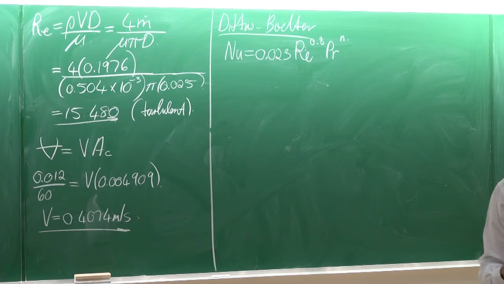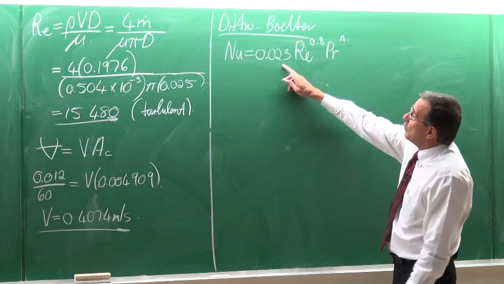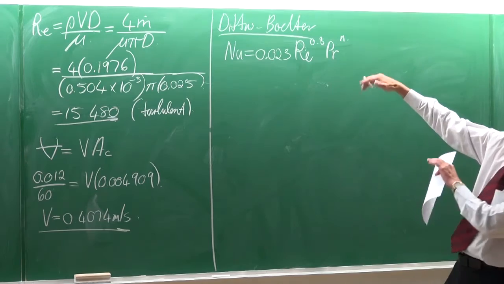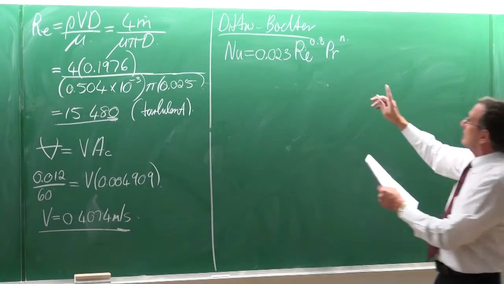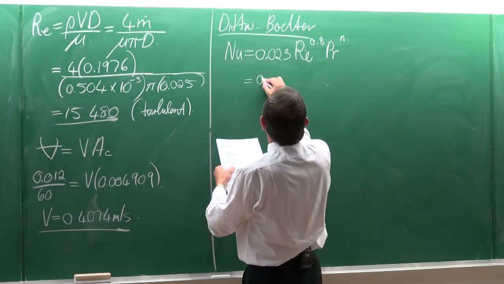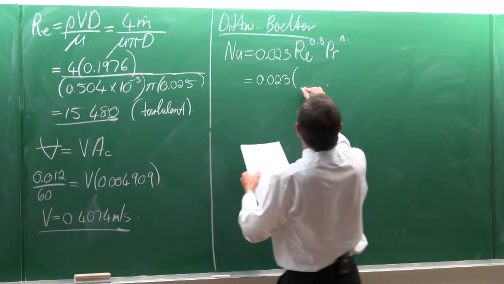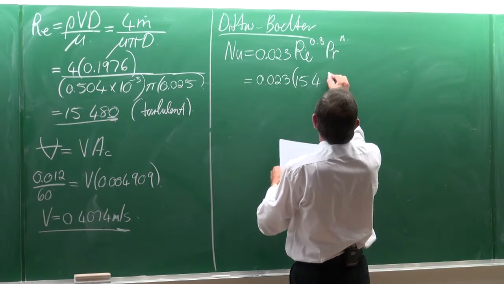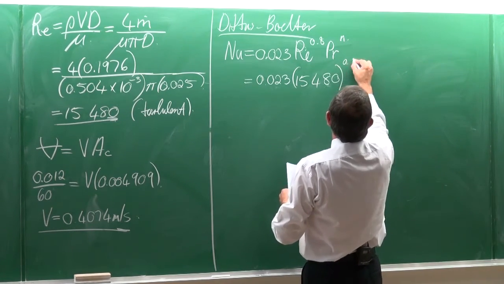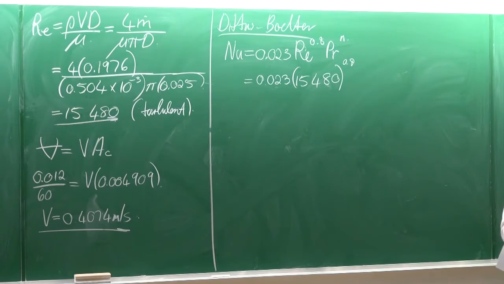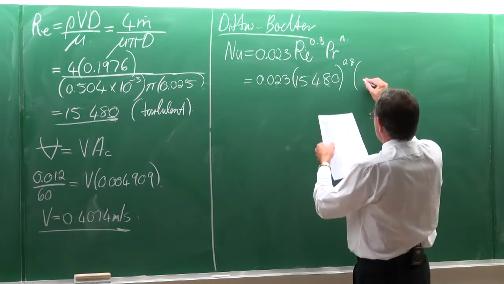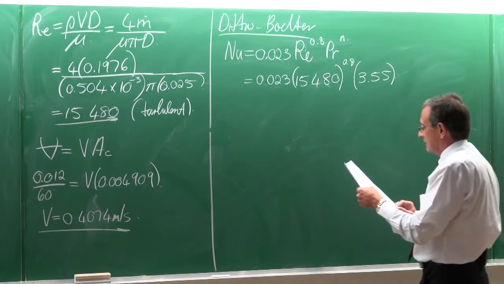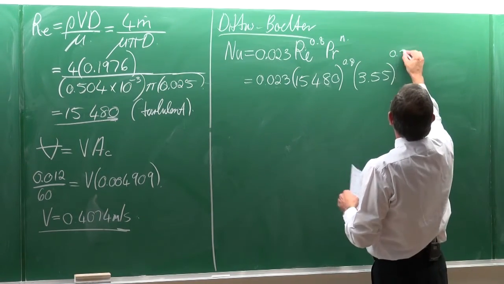Oh, 0.023, okay, right. So 0.023 multiplied by the Reynolds and the Prandtl. Suddenly it just looks strange to me when I had to write it. So it is equal to 0.023 multiplied by the Reynolds, which is 15,480 to the 0.8, multiplied by the Prandtl, which is 3.55 to the 0.3.